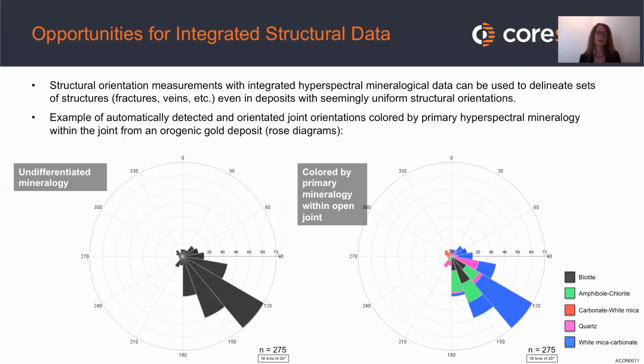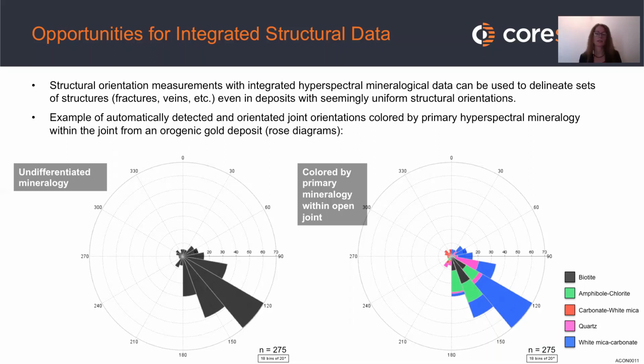We have a rose diagram that's showing the open joint orientations from an orogenic gold deposit. And if we're to look at that, we see that primarily we have sort of a southeast trend to all of our structures with not much else going on. But on the right-hand side of the slide, what we've done is we've actually colored that rose diagram based on the primary mineralogy within the open joints.